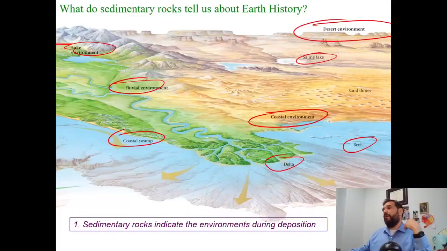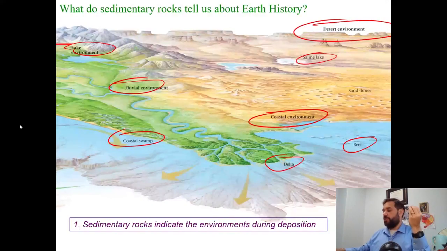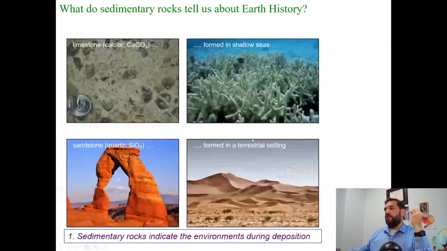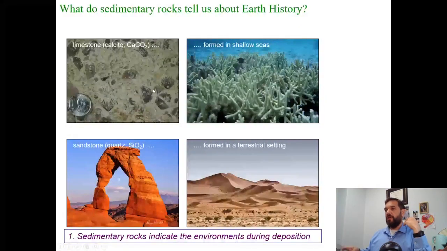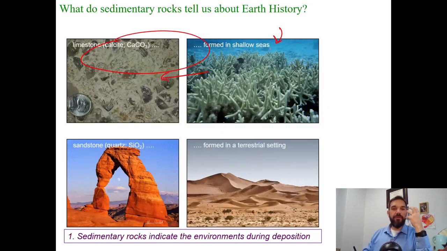Okay, so let me get the PowerPoint back up. We learned about the environment of deposition, what kind of environment was there at the time. Limestones, actually a lot like the one I showed you earlier, are formed from reefs. And it could be a coral reef, but there are things that make reefs, like oysters, for example. And there are other animals throughout Earth history that have made different kinds of reefs. Sand dunes, like I already said, make sandstone. So they indicate the environment of deposition.